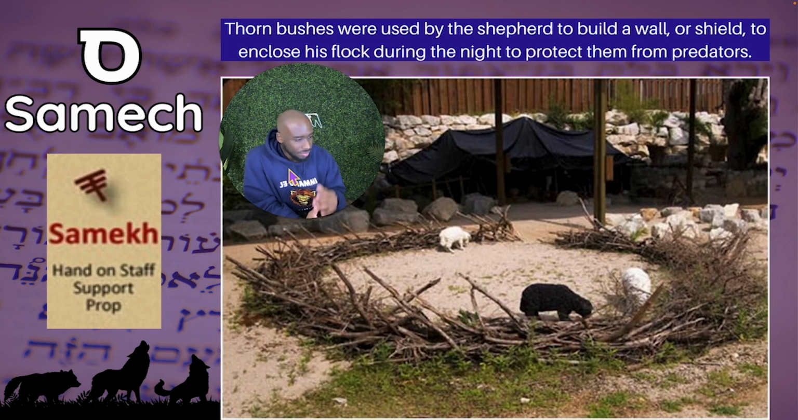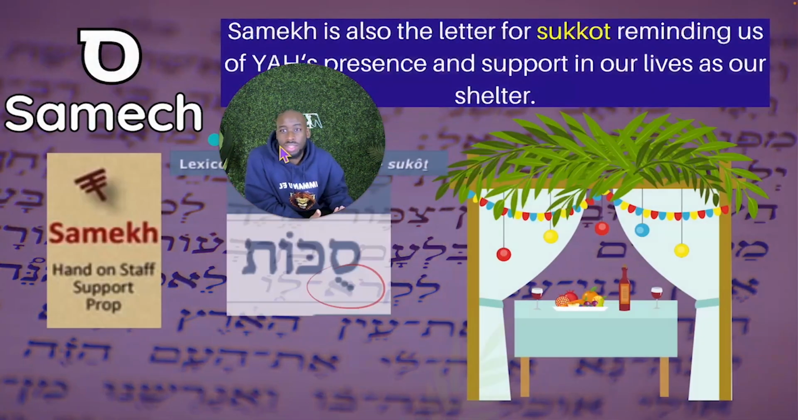And so this letter Samech could remind us of something like this, which is beautiful because obviously we're sheep. Yahusha, he's the shepherd, and so there's a lot of similarities there, right? So that part's really cool.